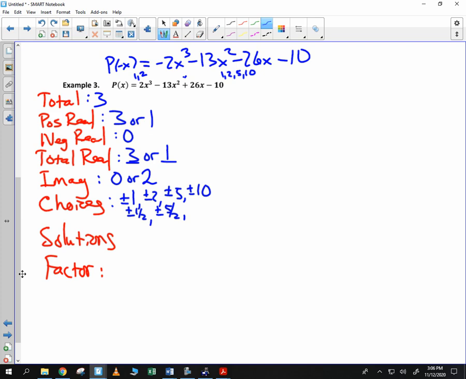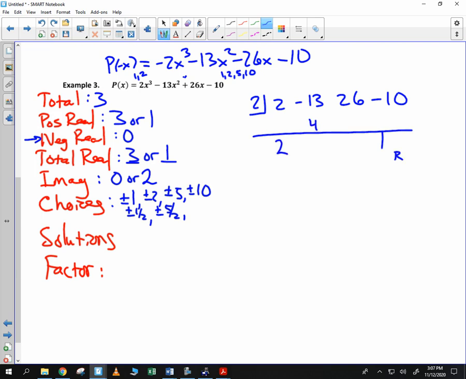As I look here, there's no negative real solutions, so I'm going to keep that in mind. I'm not going to try negative 1. I'm not going to try negative 2. I don't like the way that 1 looks right now, but I'm going to try 2 and see how that works. I know I've done this problem in previous years. I can't remember for sure what works. I'm using a best guess.